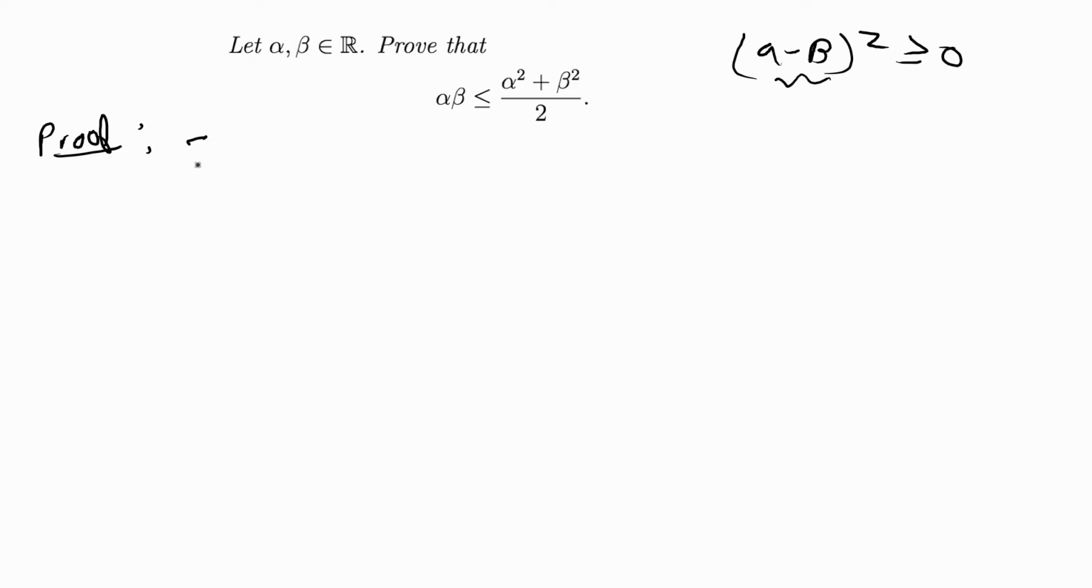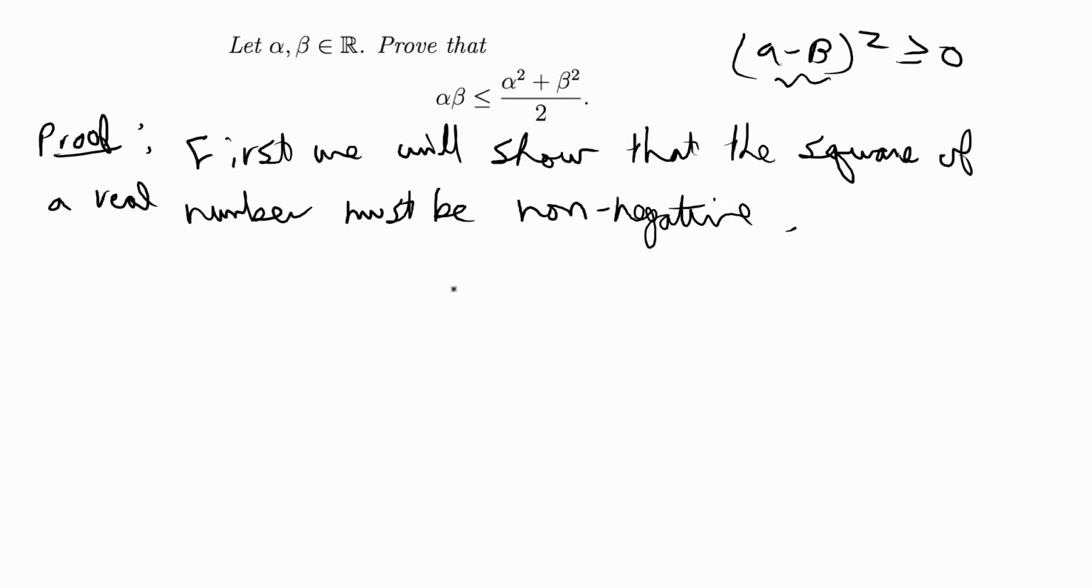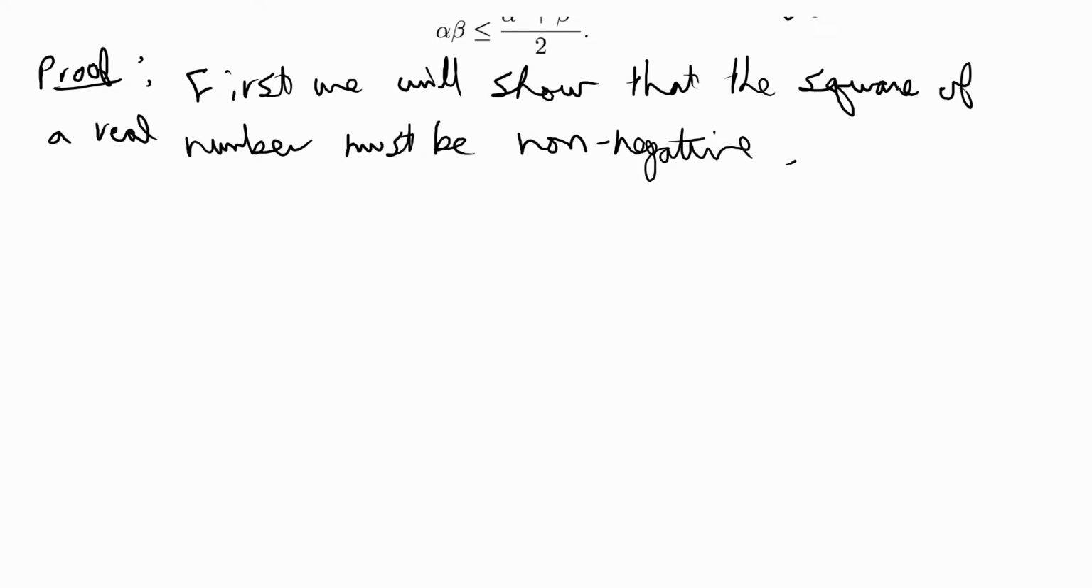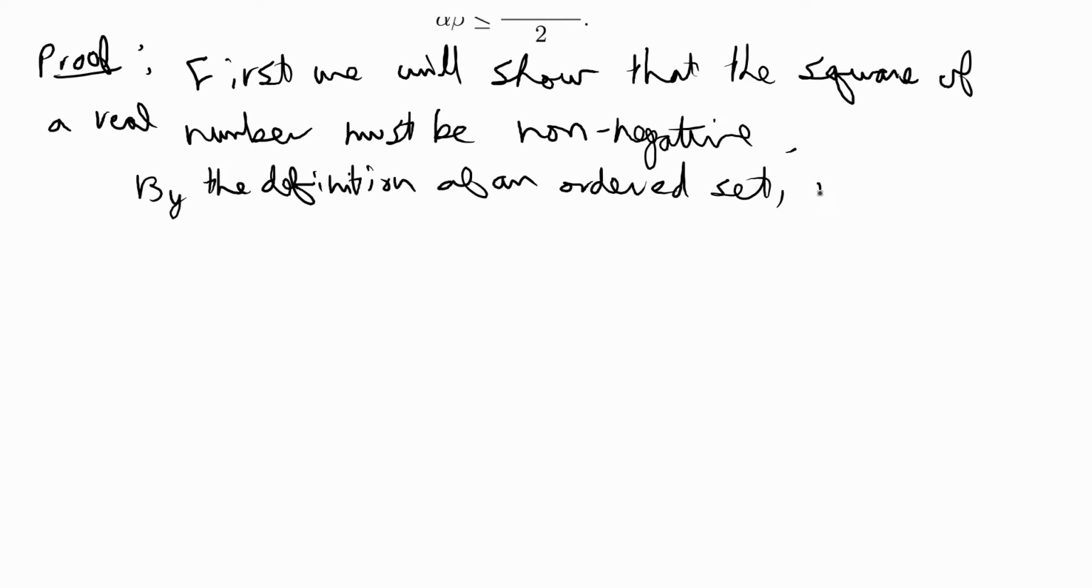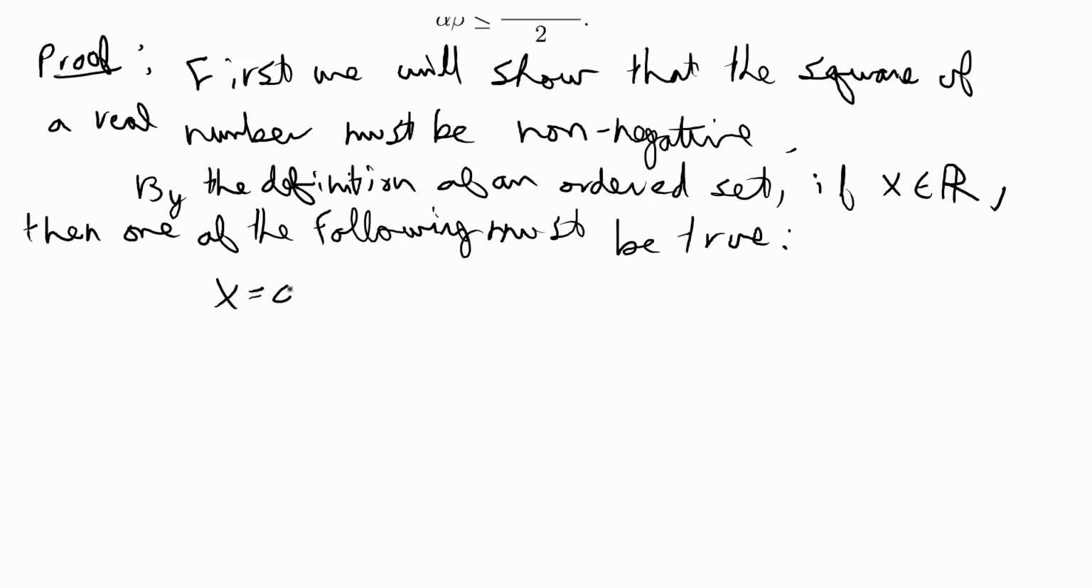So I'm going to say, first we will show that the square of a real number must be non-negative. And I'm going to say, by the definition of an ordered set, if x belongs to R, so x is some real number, then one of the following must be true. If x is a real number, then x has to be equal to 0, or x has to be greater than 0, or x has to be less than 0. And this is an order axiom.